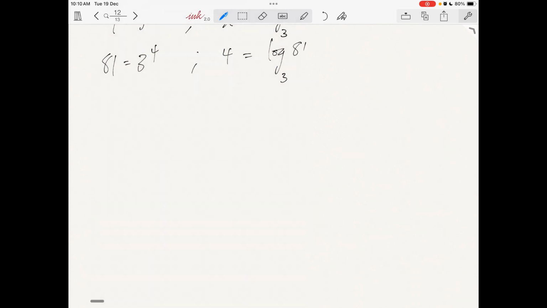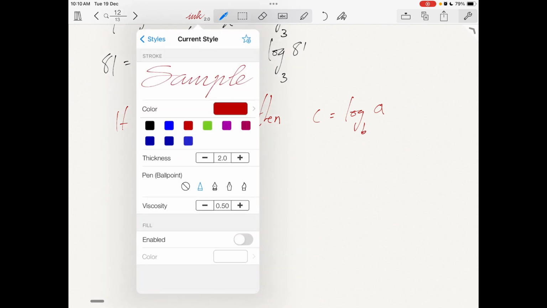Now, questions can come in handy, so we can have a summary of this. Let's have it in red. That if a is equal to b raised to power c, then c is equal to log a to base b.